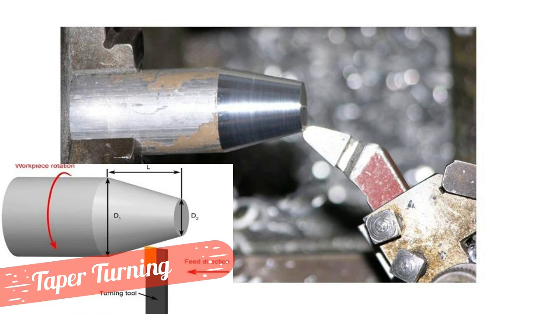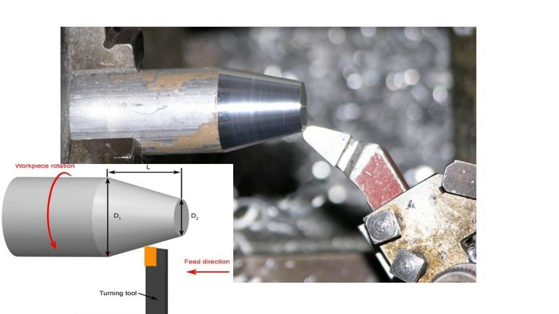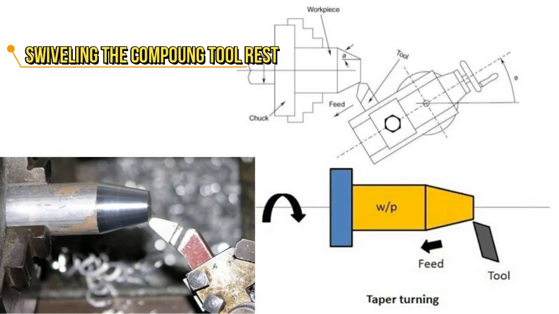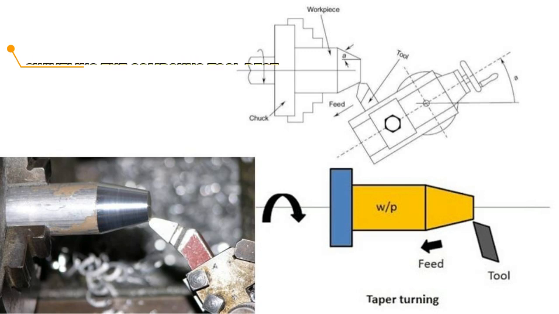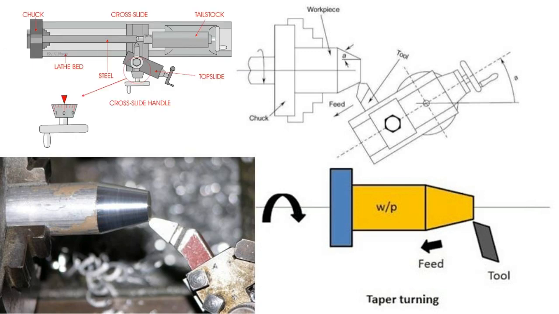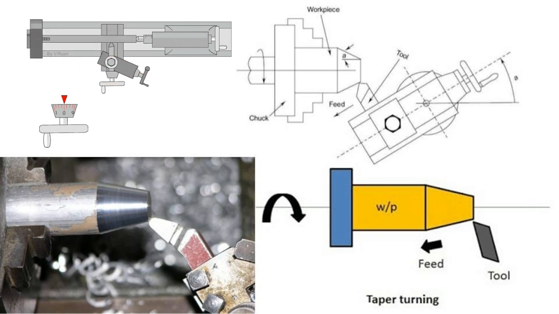Taper turning is an operation on a lathe to produce conical surfaces on the workpieces. It is accomplished either by swiveling the compound rest or by offsetting the tailstock. Taper turning by swiveling the compound tool rest is a method of taper turning which is more suitable for workpieces which require steep taper for short lengths. For taper turning, the compound tool rest is moved linearly at an angle so that the cutting tool produces the taper surface on the workpiece.